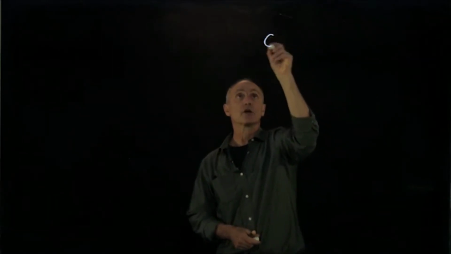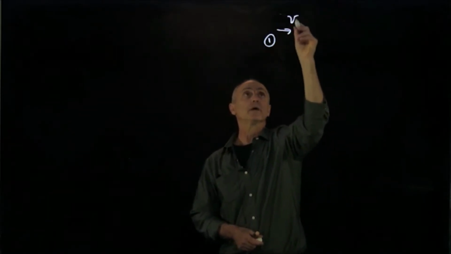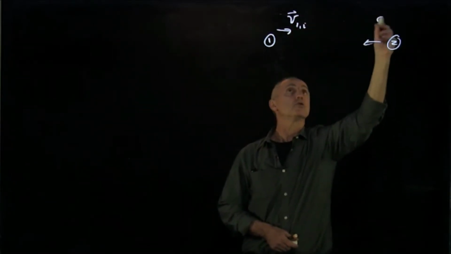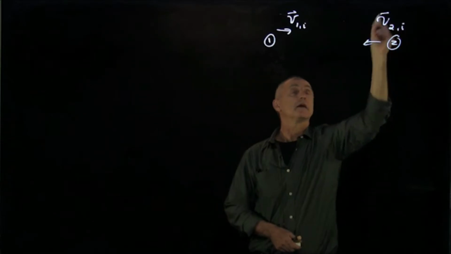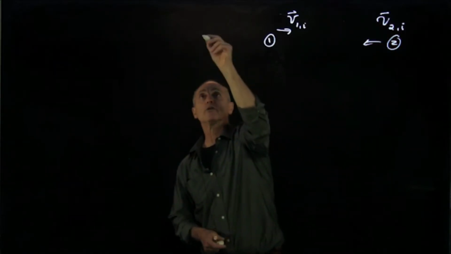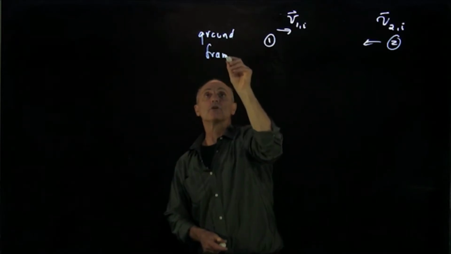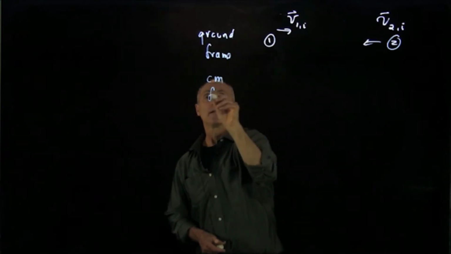Let's compare kinetic energies in a two-particle, one-dimensional collision in different reference frames. So we could have one reference frame in which particle 1 is coming in and particle 2 is moving like that. In particular, we can call this the ground frame. And now let's consider the center of mass frame.